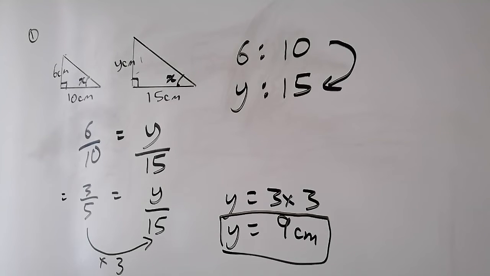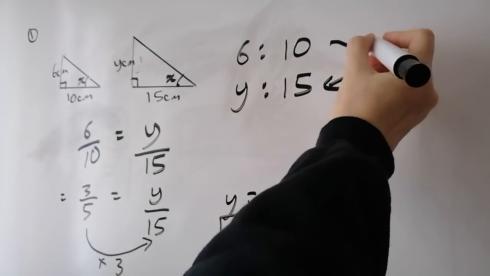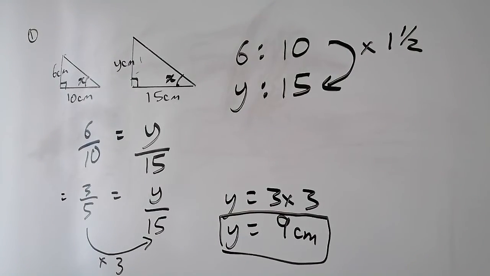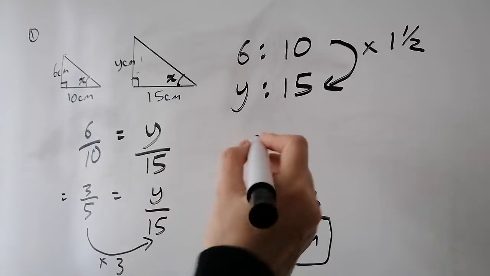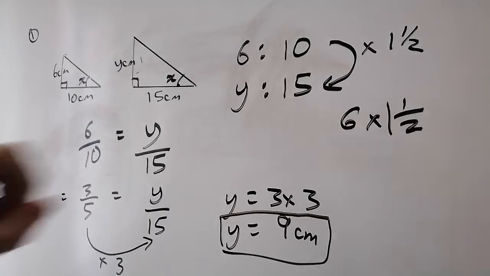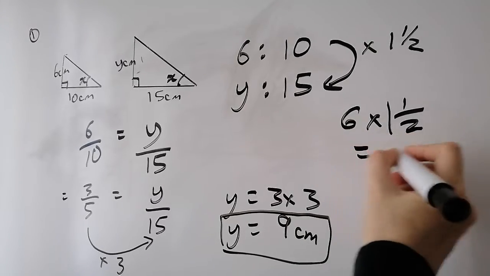So as well as a ratio question, you can also recognise it as an equivalent fraction question. If we were to do the ratio method, we're simply saying, well, to get to 15 from 10, we've multiplied 10 by 1.5. That's the same as 3 over 2. So if we multiply 6 times 1.5 to get the same equivalent ratio here, to get that y, then we can see, well, 6 times 1 is 6, add another half is 9.